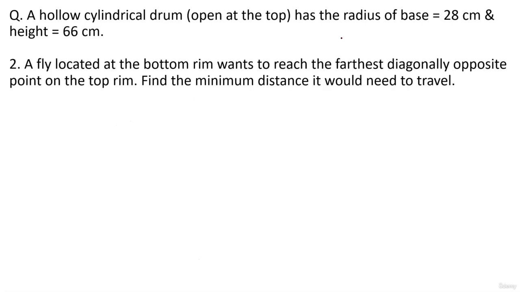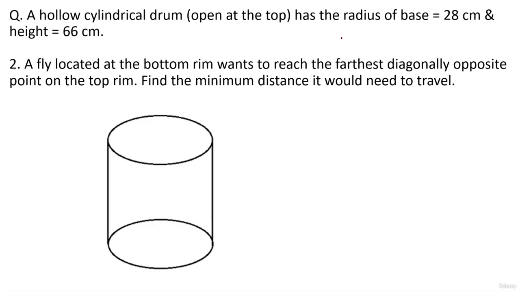Okay, guys, so let's go on to the next question now. A fly located at the bottom rim wants to reach the farthest diagonally opposite point on the top rim. Find the minimum distance it would need to travel. So the fly wants to start at, let's say, this point at the bottom rim, and it wants to reach the farthest point, means सबसे दूर point वो ये होगा, at the top rim. So this is the distance the fly will travel, a straight line from this point to this point.